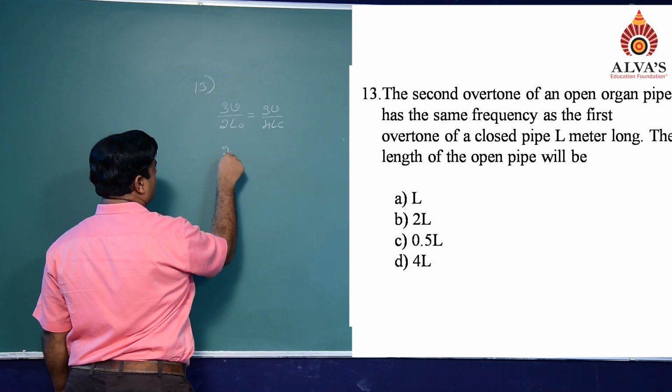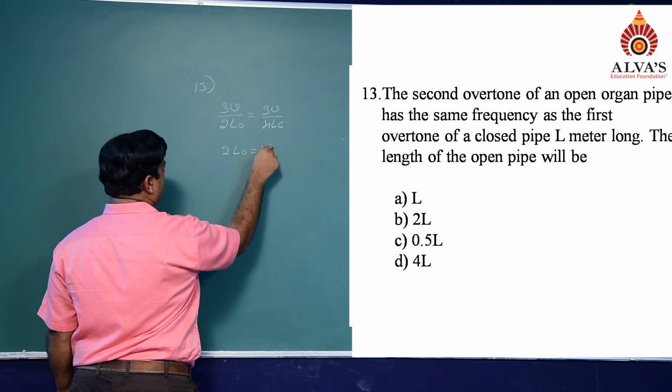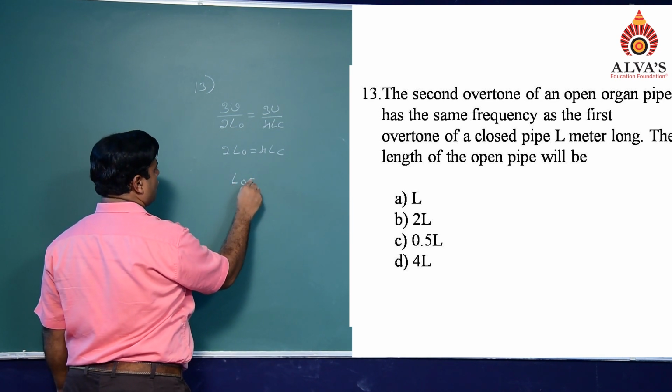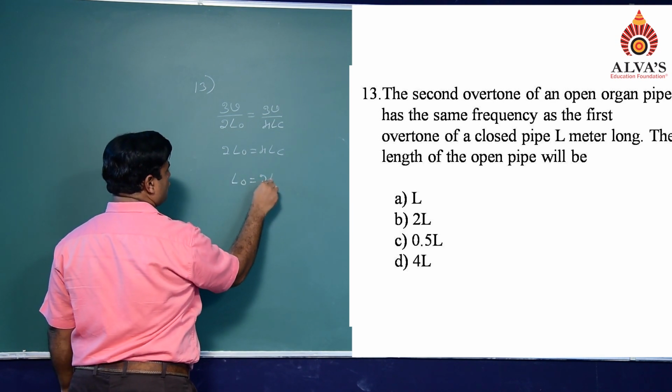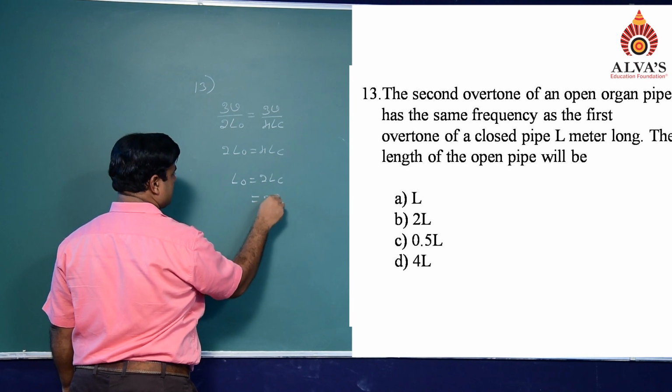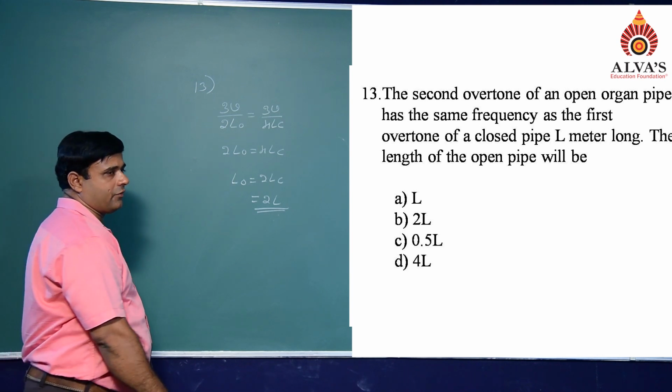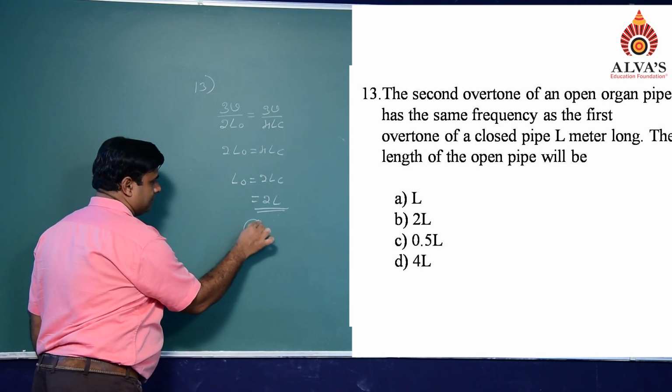3V cancels, so 2L0 equals 4LC, or L0 equals 2LC. LC is given as L. So, length should be 2L. So, the answer is B.